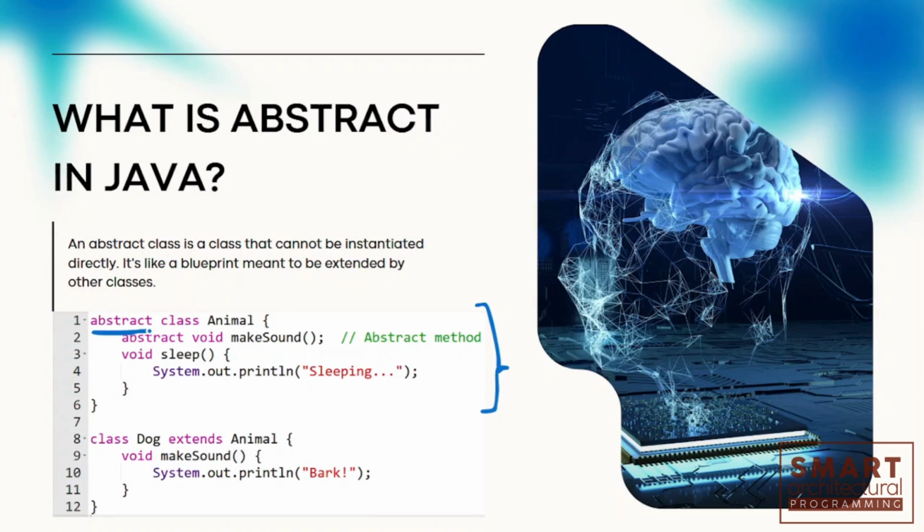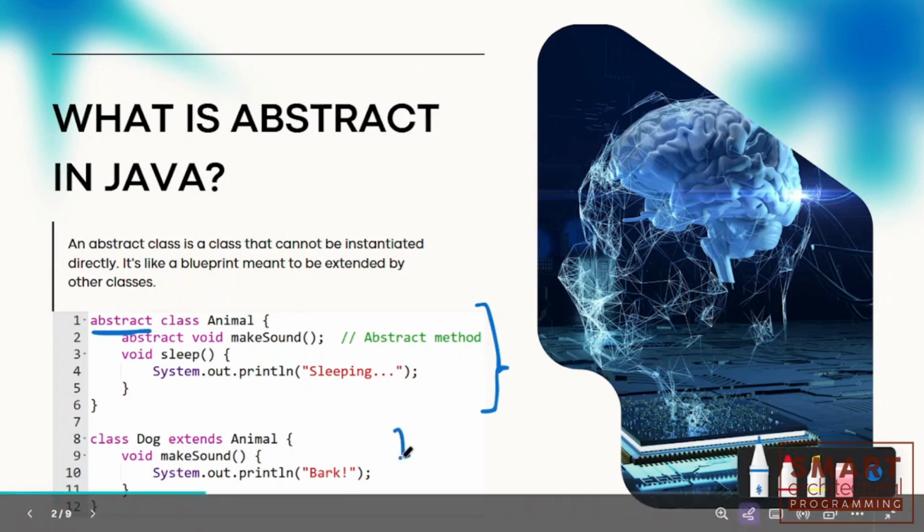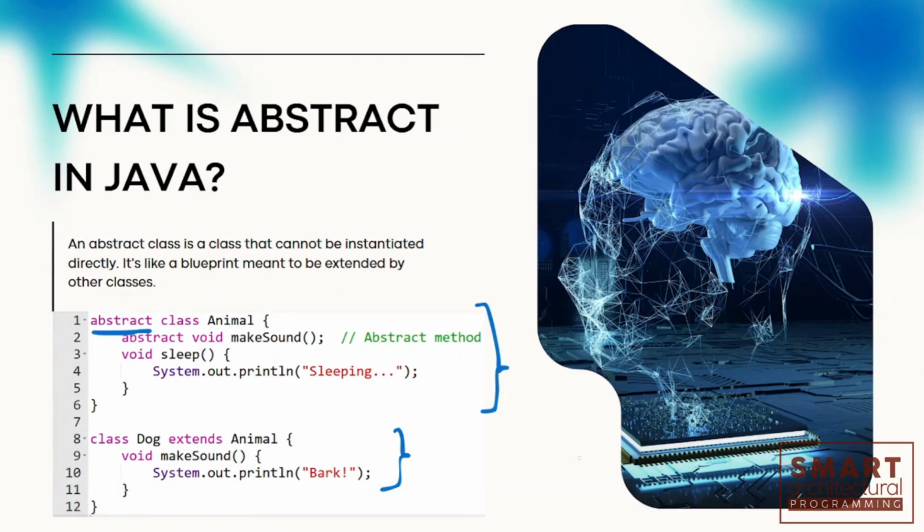Here, animal is abstract. You can't create an object of it like new Animal, but you can extend it, as you can see here with the Dog class. That is extending it right here. So the Dog class provides an implementation for the abstract method, the make sound function, right? Sounds simple enough, and that's basically what an abstract class is by definition.